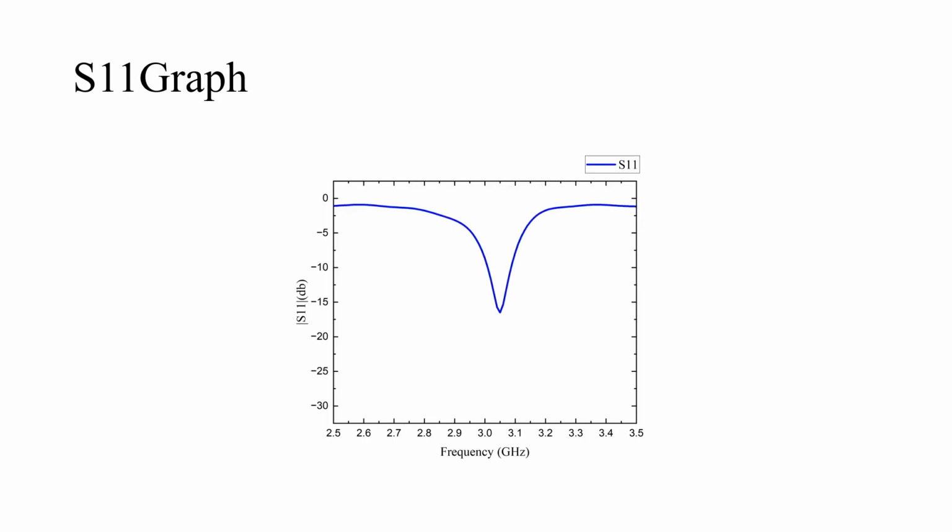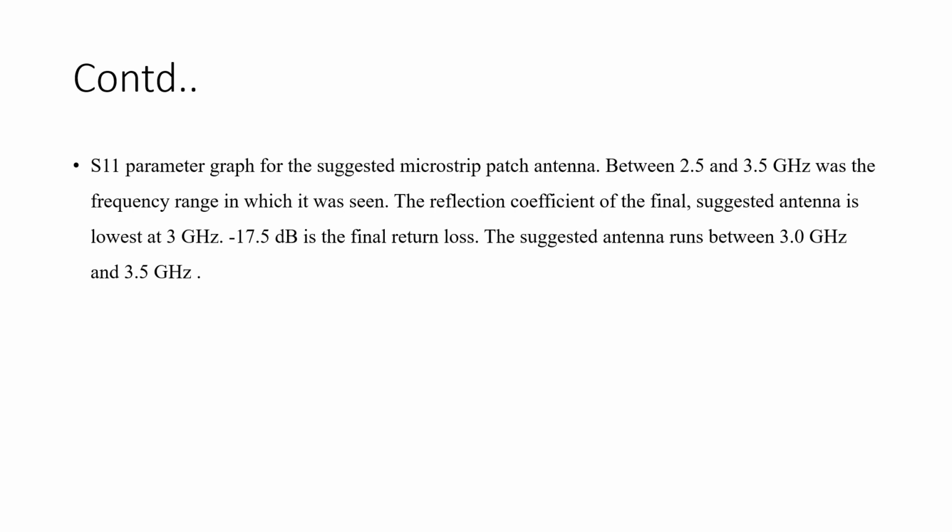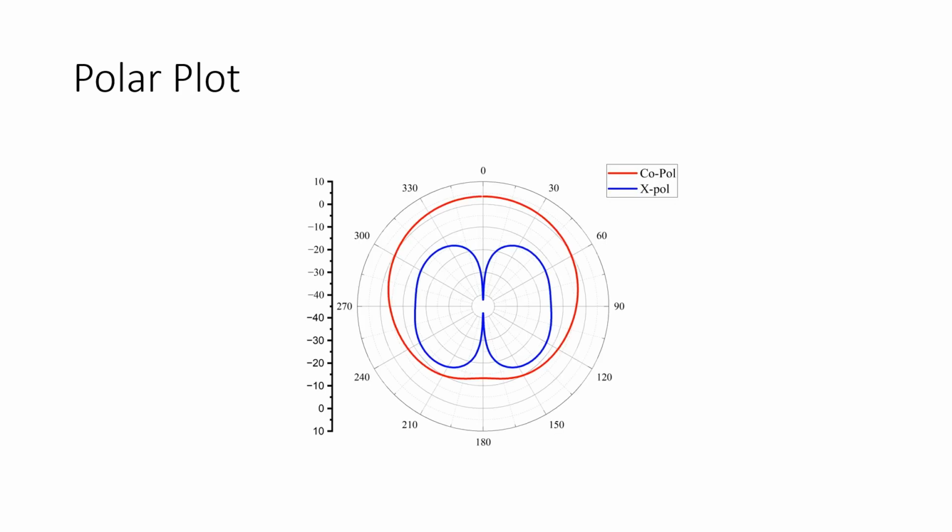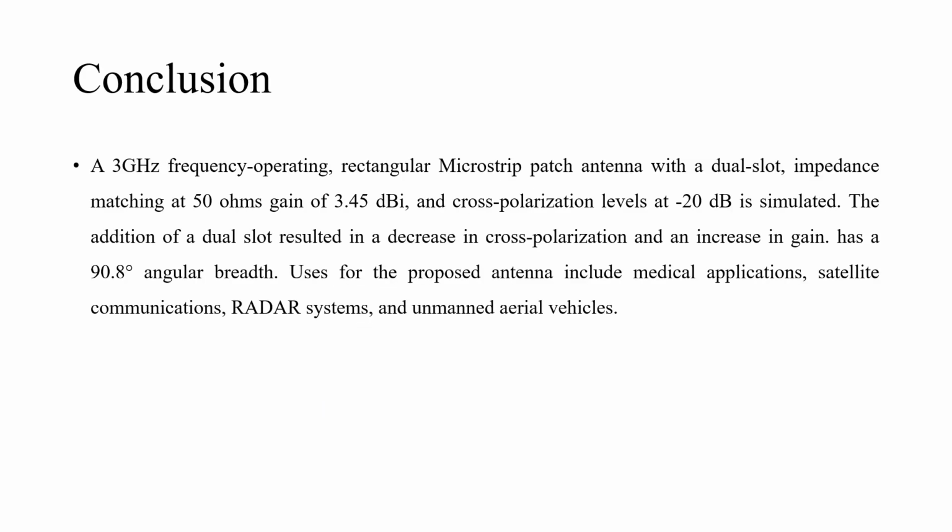This is the S11 graph. The S11 parameter for the suggested microstrip patch antenna was observed in the frequency range between 2.5 and 3.5 GHz. The reflection coefficient of the final suggested antenna is lowest at 3 GHz. Minus 17.5 dB is the final return loss. The suggested antenna operates between 3 GHz and 3.5 GHz. This is the polar plot.